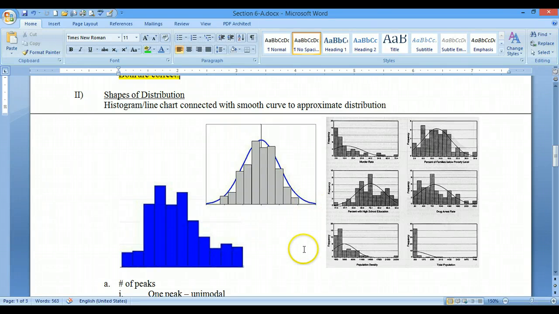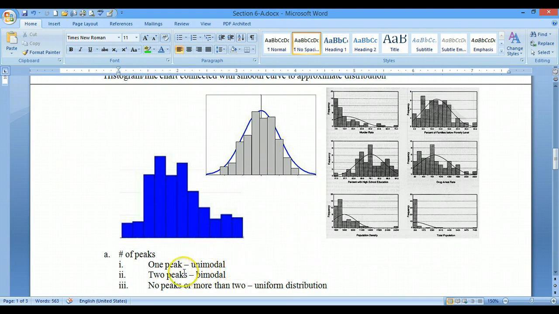There's different ways to characterize this. There's 1 peak, which is unimodal, 2 peaks is bimodal, and 2 or more peaks, or no peaks at all, is a uniform distribution. A lot of students get confused if they see any variation, such as this one, and it jumps up a little bit. They think it's bimodal. Like this one, I have a peak here and it goes up.